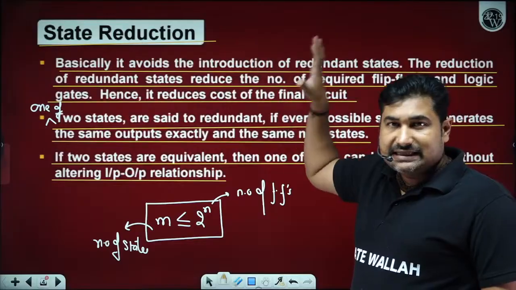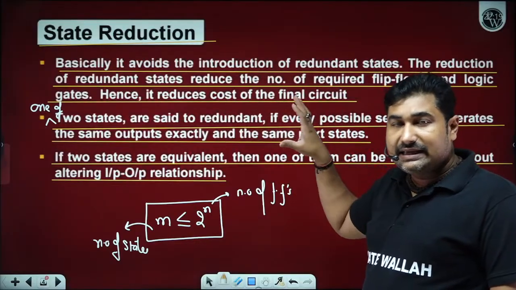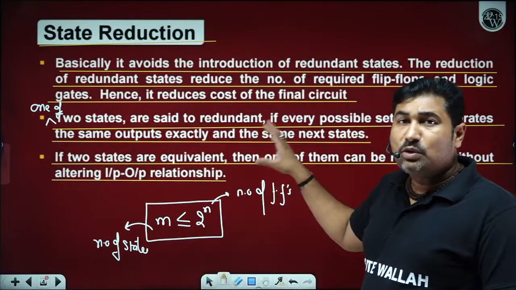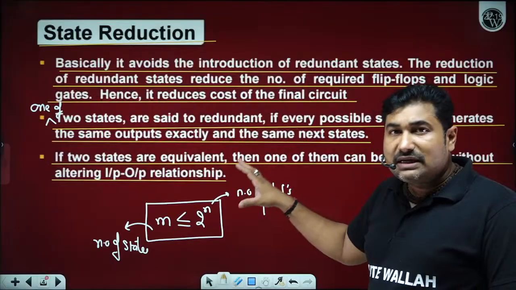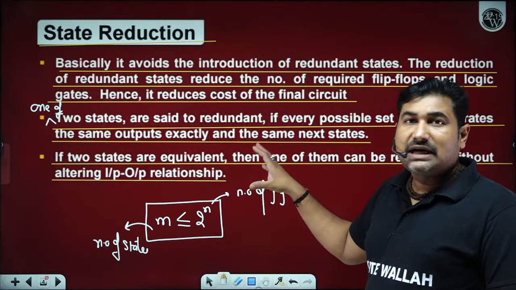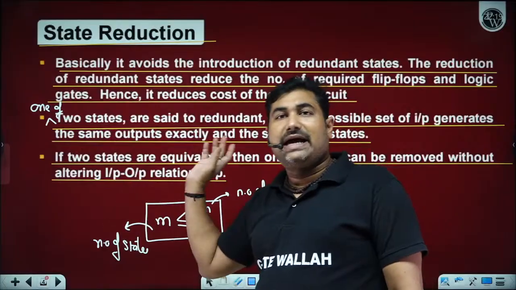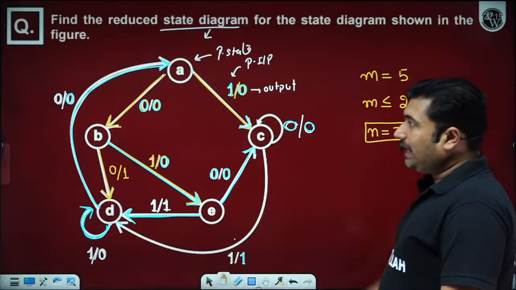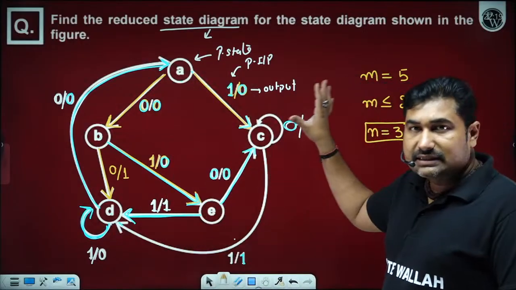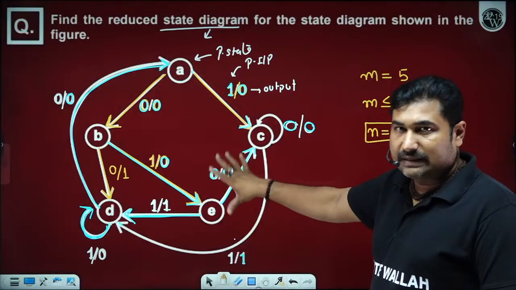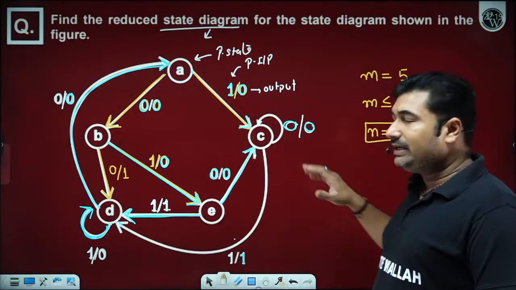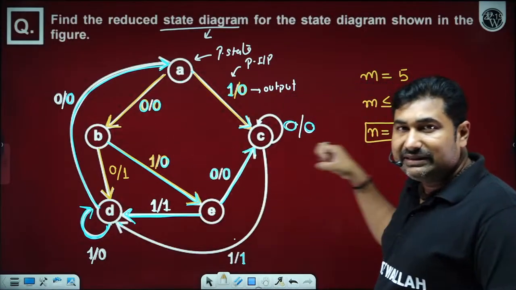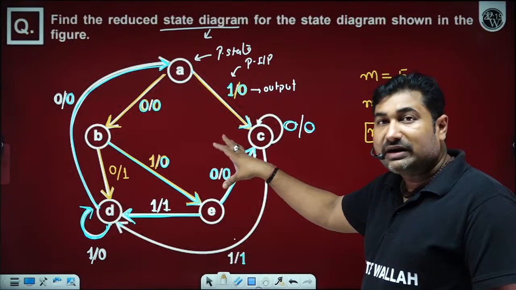The state reduction technique says in a state table, if two rows are absolutely similar, then the two rows are said to be equivalent and one of them can be removed without altering the input-output relationship. So here we have a given state diagram. This state diagram is the desire of the user. If the designer directly implements it, the number of flip-flops needed will be 3. But the designer now examines this: is there any possibility of repeated states?